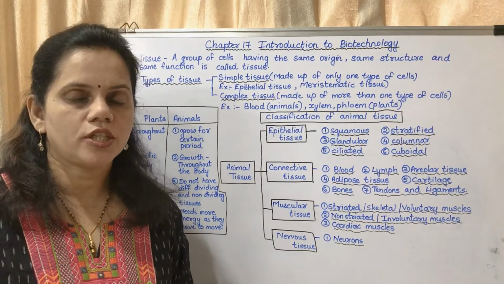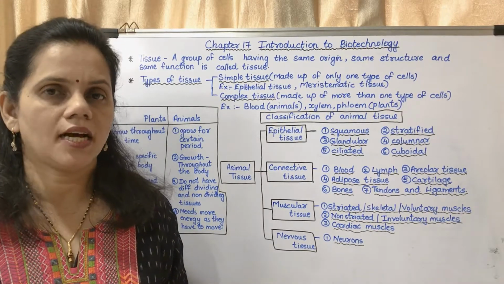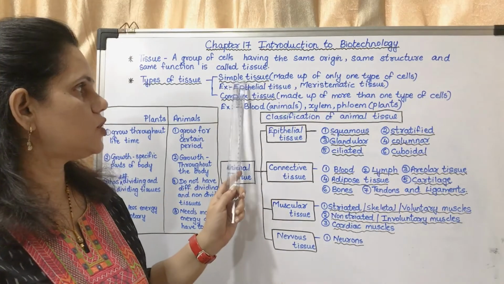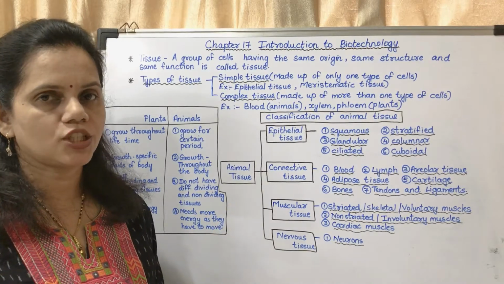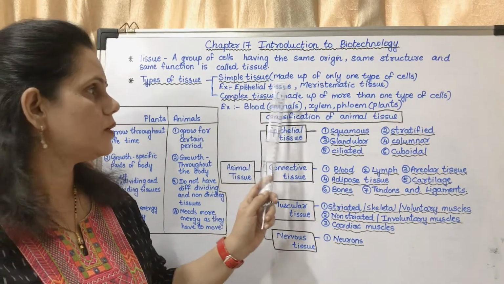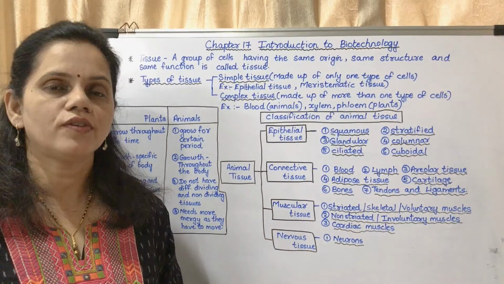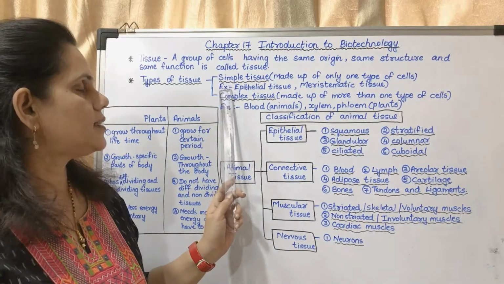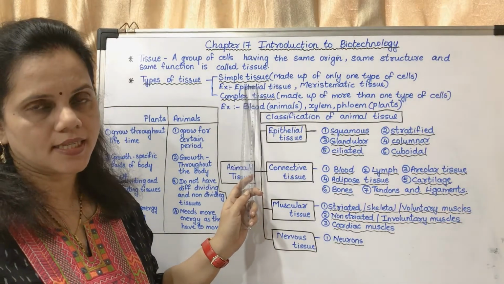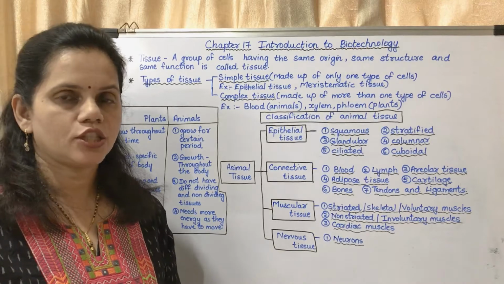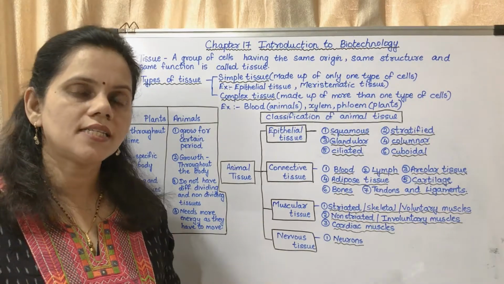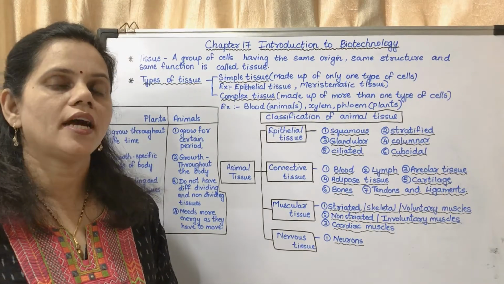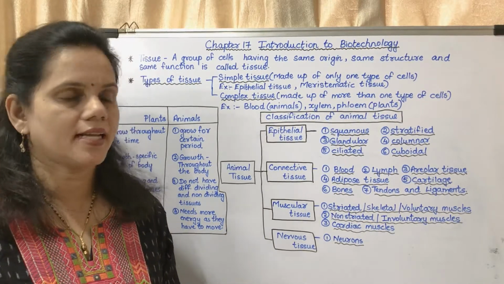Now there are two types of tissues. There is a chart given in the textbook. You may see types of tissue. There are two types of tissue, simple tissue and complex tissue. The simple tissue is made up of only one type of cells. Example, epithelial tissue, this is an animal tissue, and meristematic tissue, this is a plant tissue. So in this tissue, all the cells are the same. They are similar to each other.